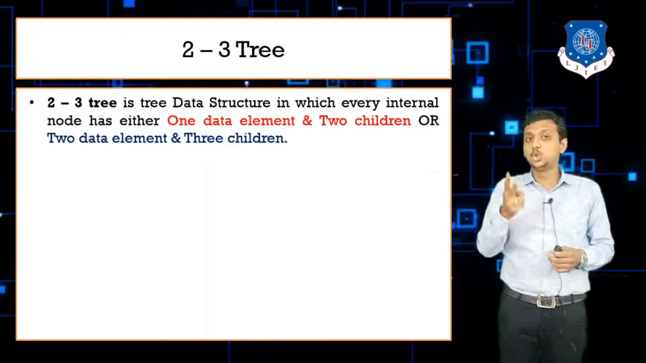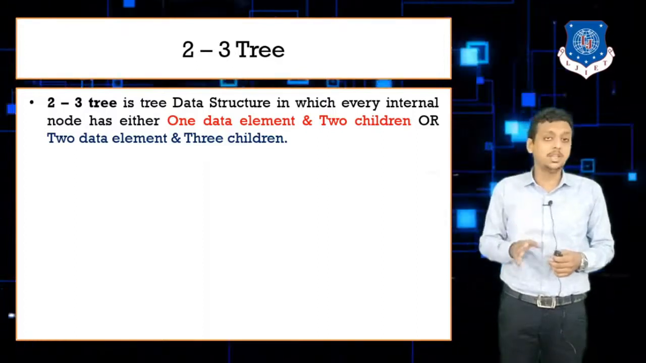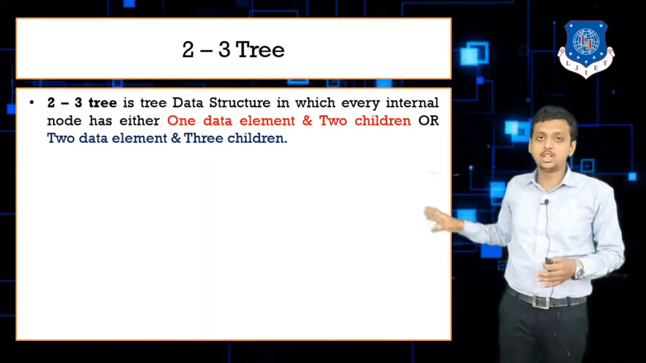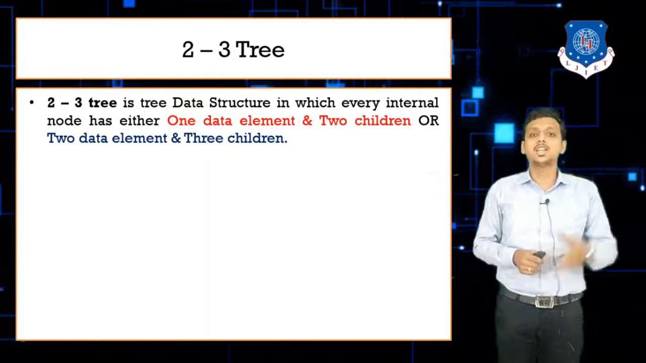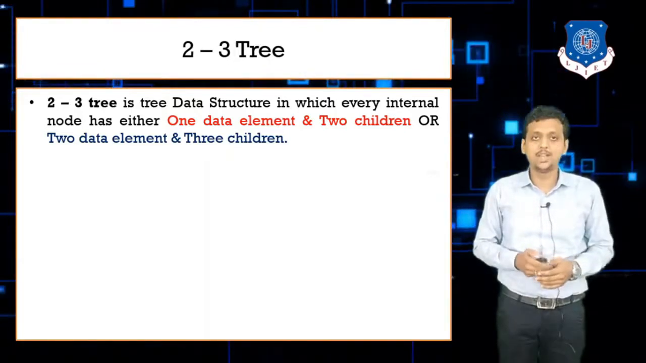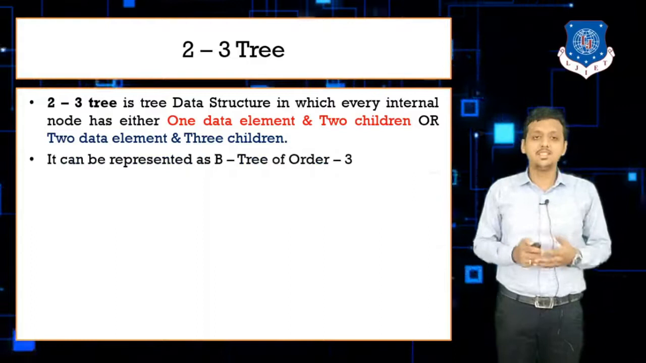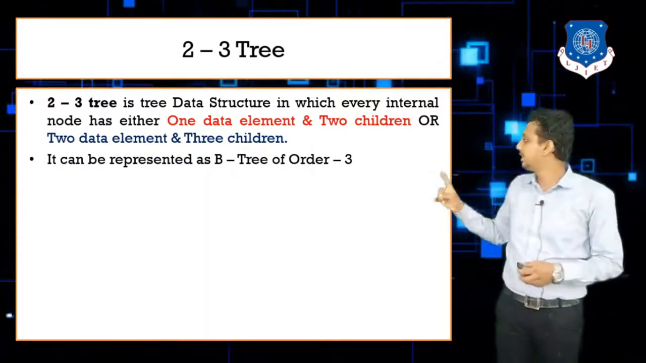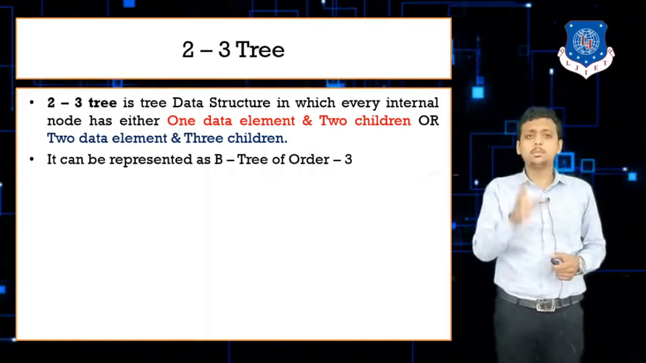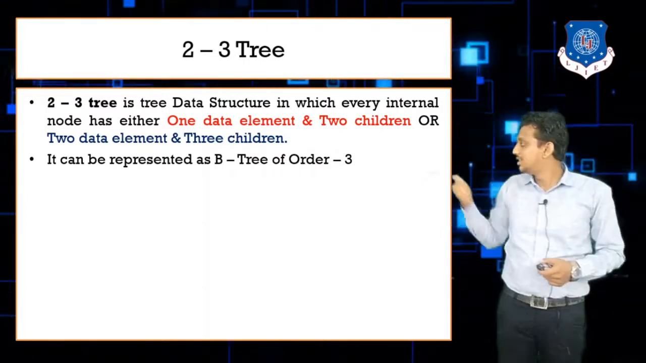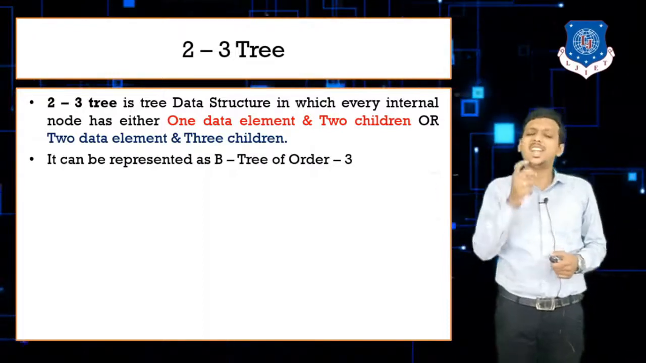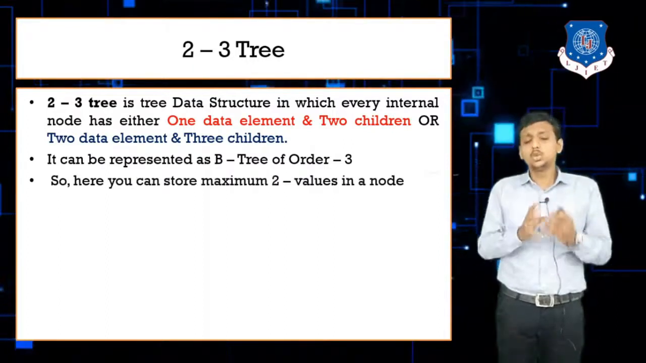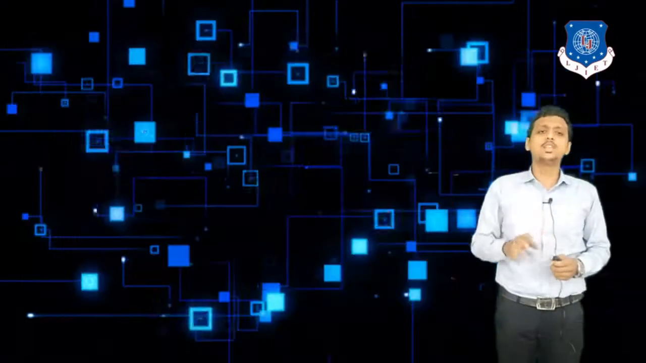That means in a 2-3 tree, a node has either 2 children or 3 children. So it is the same as a multi-way search tree. It can be represented as a B tree of order 3. Students, if you remember B tree insertion and deletion, then this is the same as that, but it can be represented as a B tree of order 3. Here you can store a maximum of 2 values in a node.